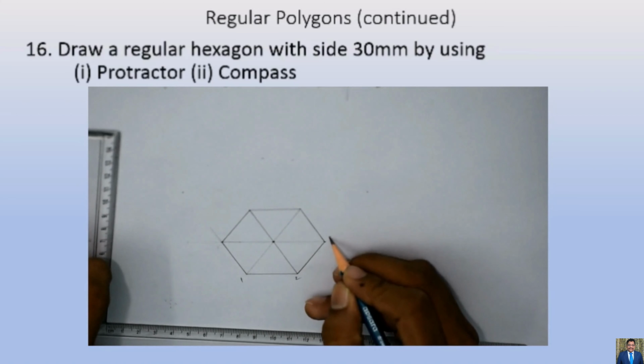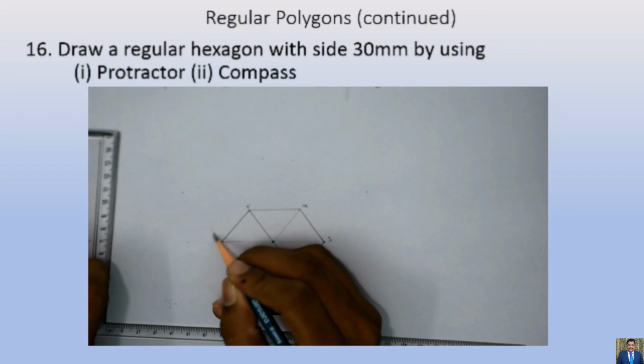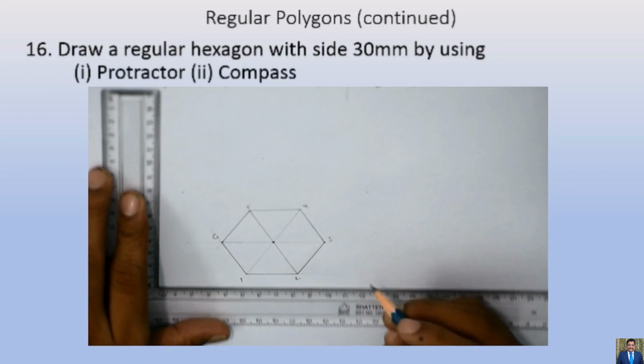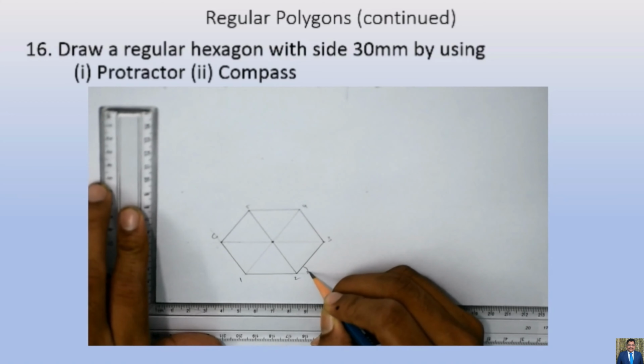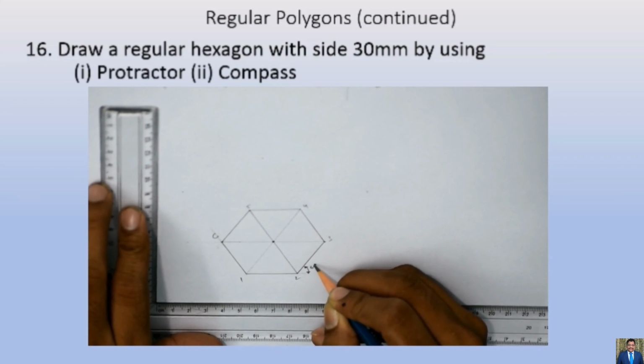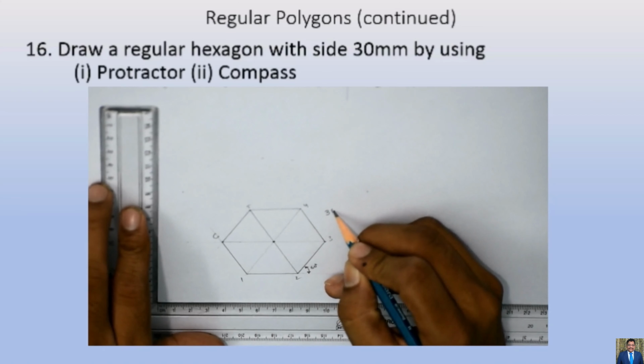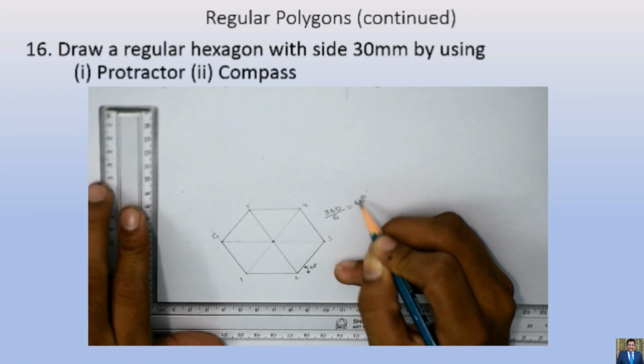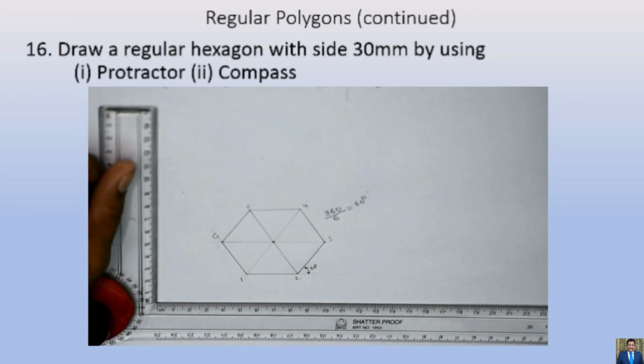We can number this hexagon as A, B, C, D, E, F, or 1, 2, 3, 4, 5, 6, and the center as O. Here the angle is 60 degree, because a hexagon has 6 sides, and 360 by 6 is going to be 60. You need to remember it in this fashion. 360 by 6 is going to be 60 degree.